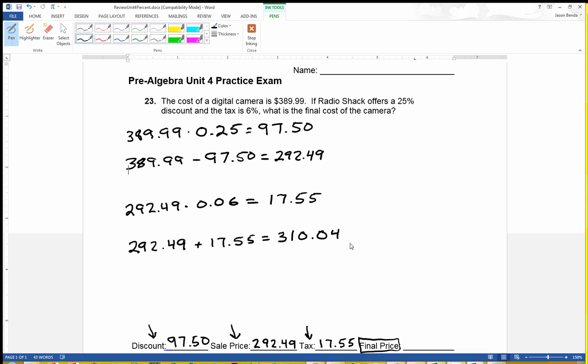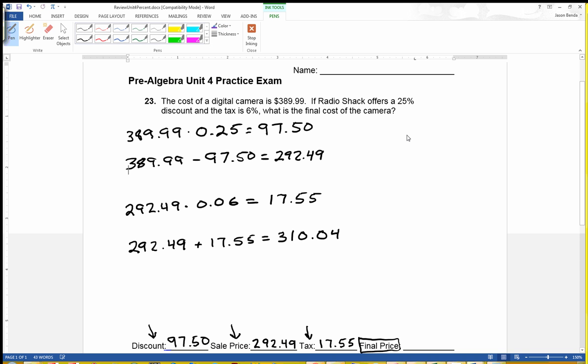But I don't really care about all of that intermediate stuff. I'm not worried about what's the amount of the discount, what's the amount of the sale price. All I really want to know is when I walk up to the cashier and say, hi, I'd like to buy this digital camera, the cashier rings it up and says, okay, that will be $310.04. Here's how I'm going to get there.